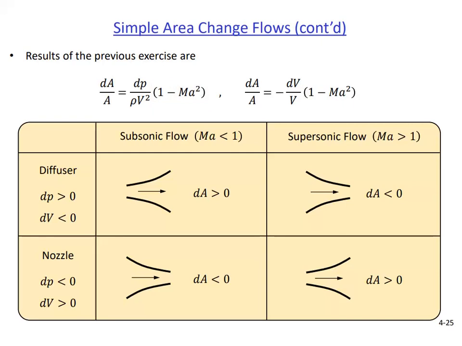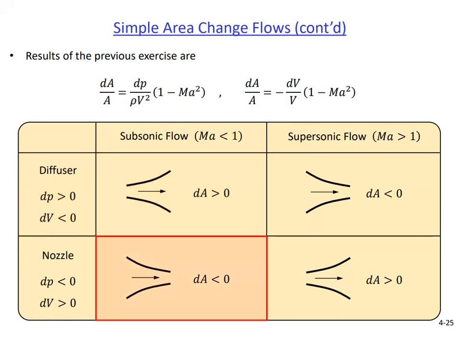4 possible cases are shown in this table. In the first one, dA is positive, meaning that the duct cross-sectional area increases in the flow direction. And the Mach number is less than 1, that is, the flow is subsonic. When we use these in the above equations, we get a positive dP and a negative dV. Velocity decreases in the flow direction and pressure increases. These are parallel to our knowledge for incompressible flows. This device is known as a subsonic diffuser. Diffuser is the name given to devices where the fluid decelerates.